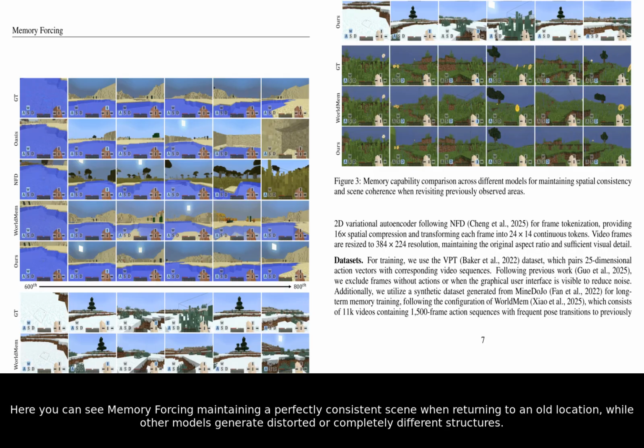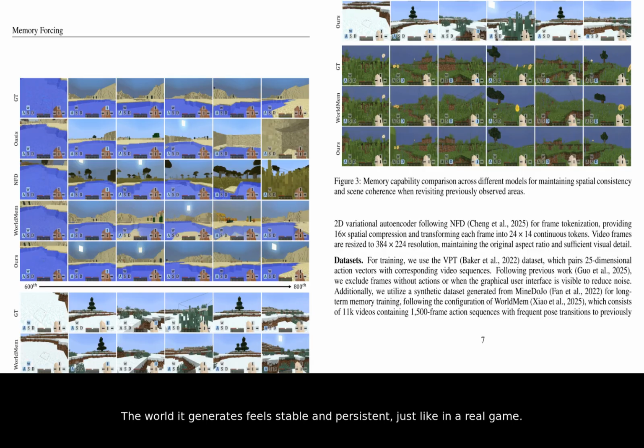Here you can see memory forcing maintaining a perfectly consistent scene when returning to an old location, while other models generate distorted or completely different structures. The world it generates feels stable and persistent, just like in a real game.